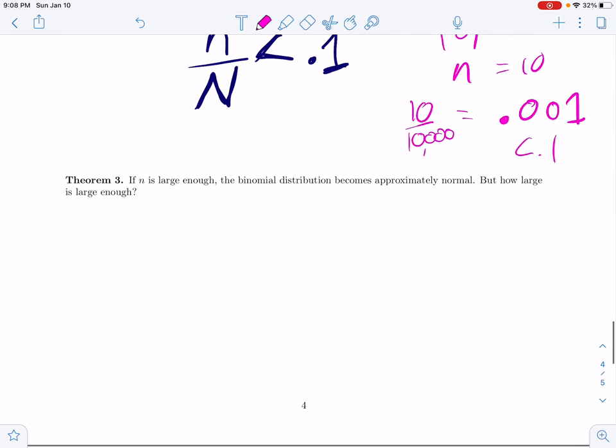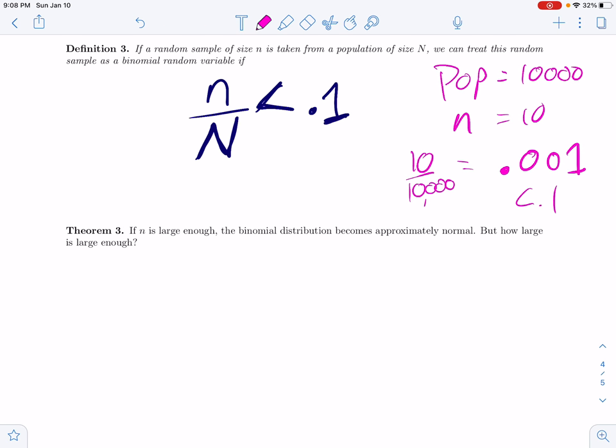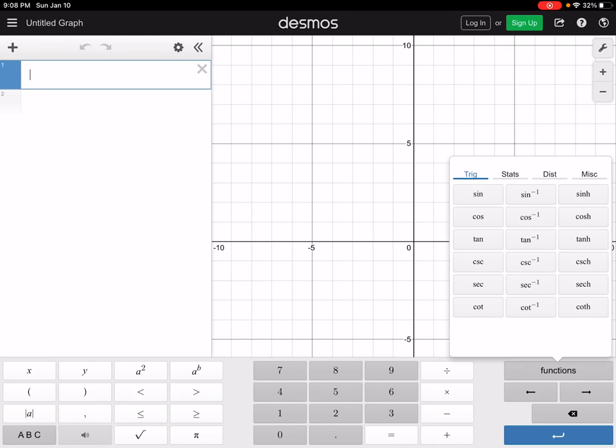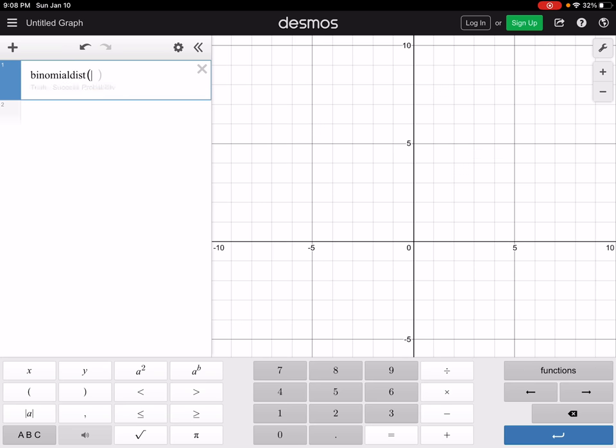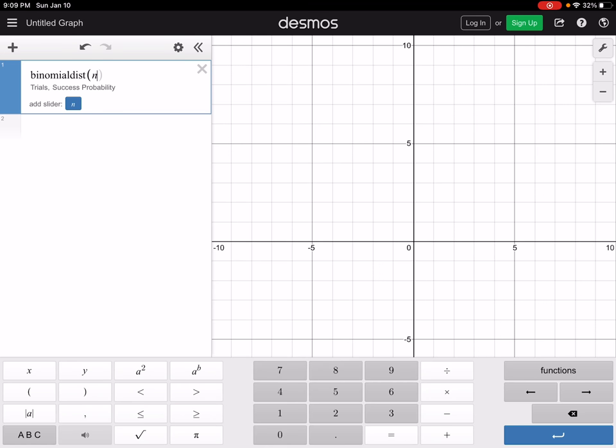And then I think maybe the last and most interesting fact about the binomial distribution is that for big enough n, for enough samples, our distribution becomes approximately normal. But how large is large enough? Well, I'm popping over to Desmos, and I'm going to pull up a binomial distribution. It doesn't really matter what my probability is, just make it 0.7. And I'm going to put a slider on n.